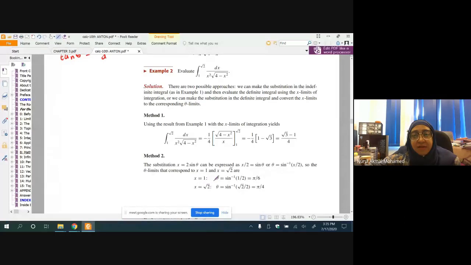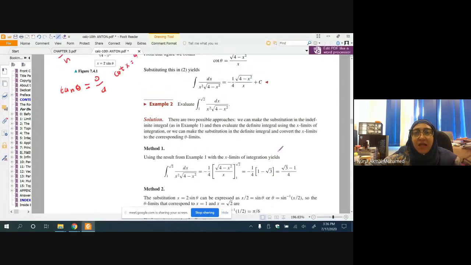X is equal to 1. So this is your substitution, x equal to 2 sine theta. For x equal to 1 and x equal to square root of 2, your theta will be arcsine of 1/2, from this substitution equation, or arcsine of square root of 2 divided by 2. It gives you pi over 6 and pi over 4. Once you get these two values, this is your limit for theta.